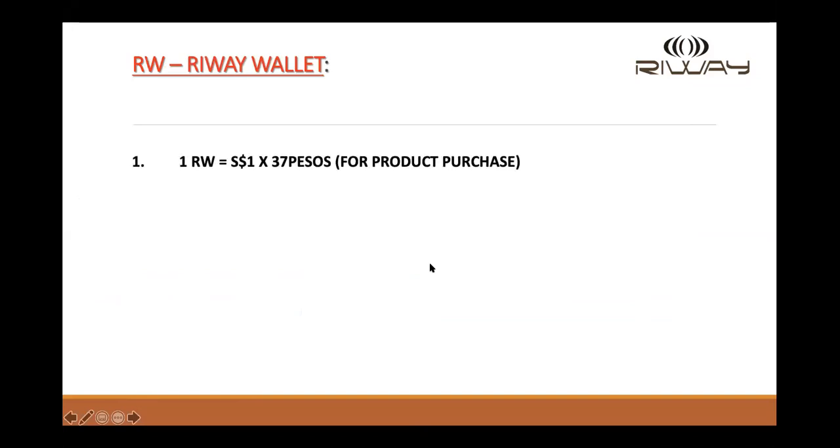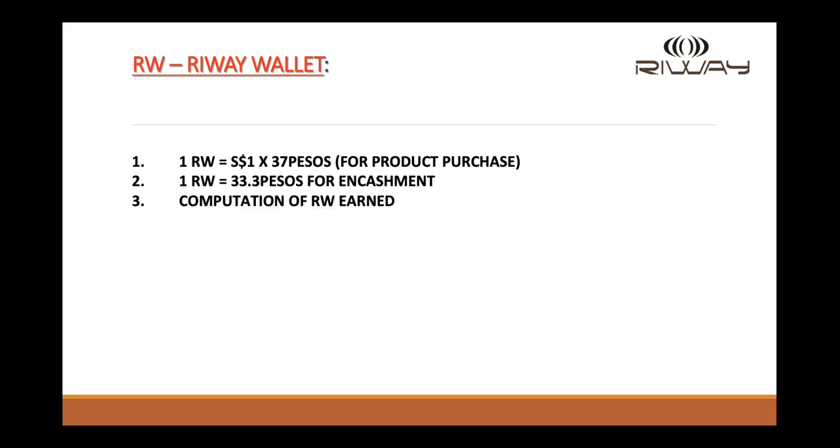All right. Now, we are a Singapore-based company, and for that reason, we are paying in Singapore dollar. And the rebate wallet means RW, meaning to say 1 RW is equal to Singapore dollar 1 at the rate of 37 pesos for product purchase. Meaning when you purchase the product, it is a multiple of 37. And then in the event you want to change your points into pesos, the encashment is 33.3. All right. But a lot of you already know that I'm using a standard of 34. But the actual standard is 33.3.